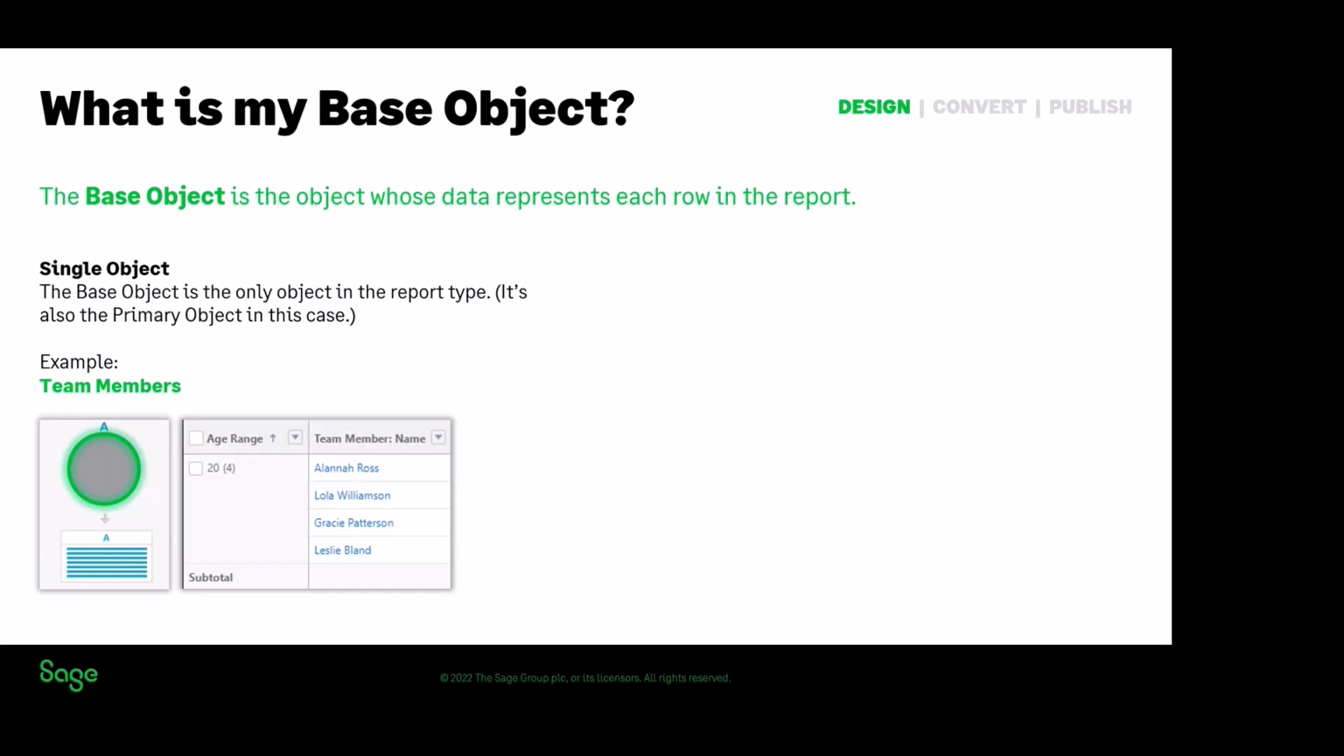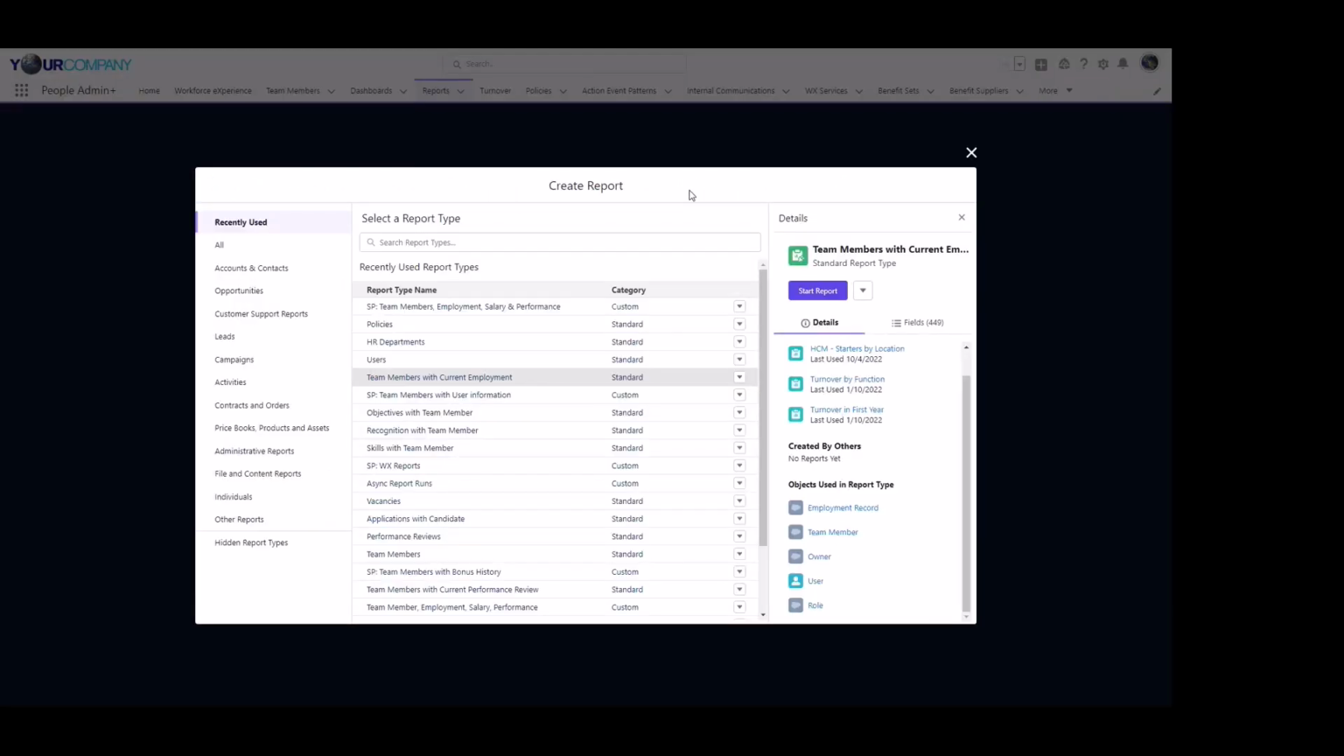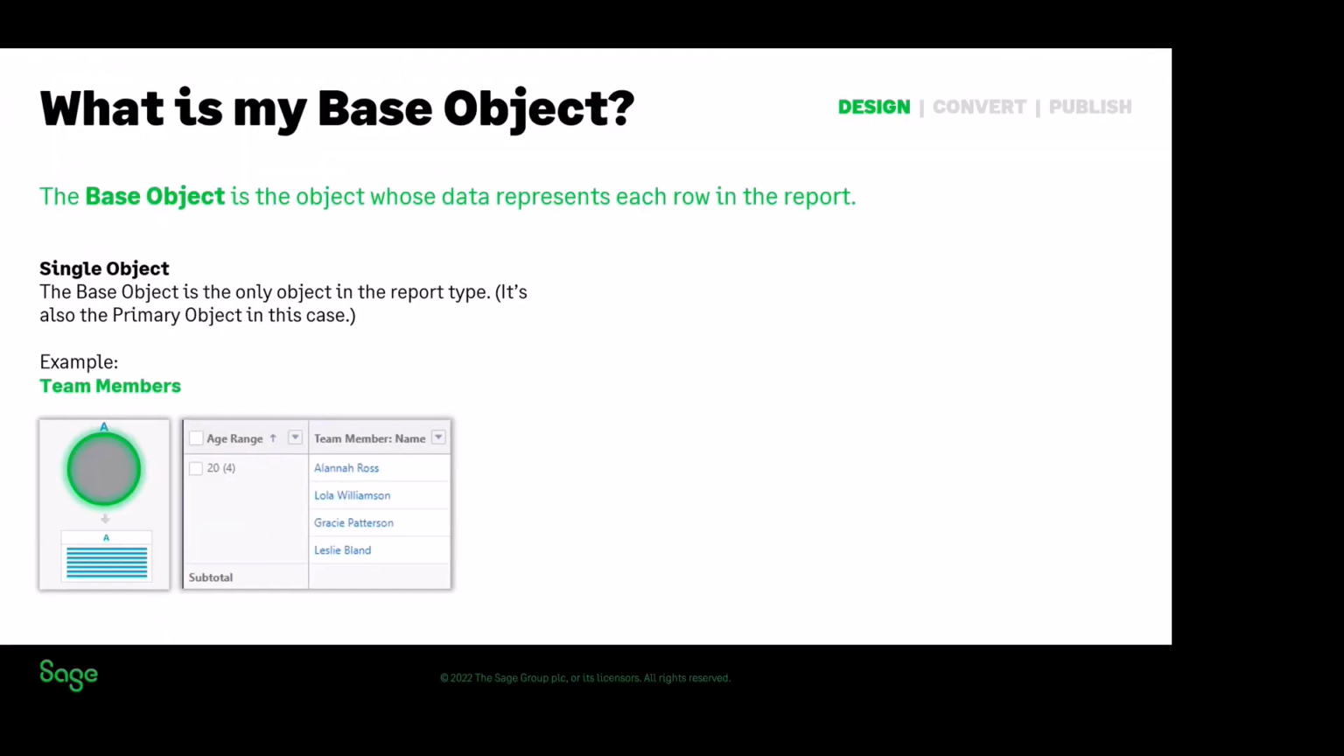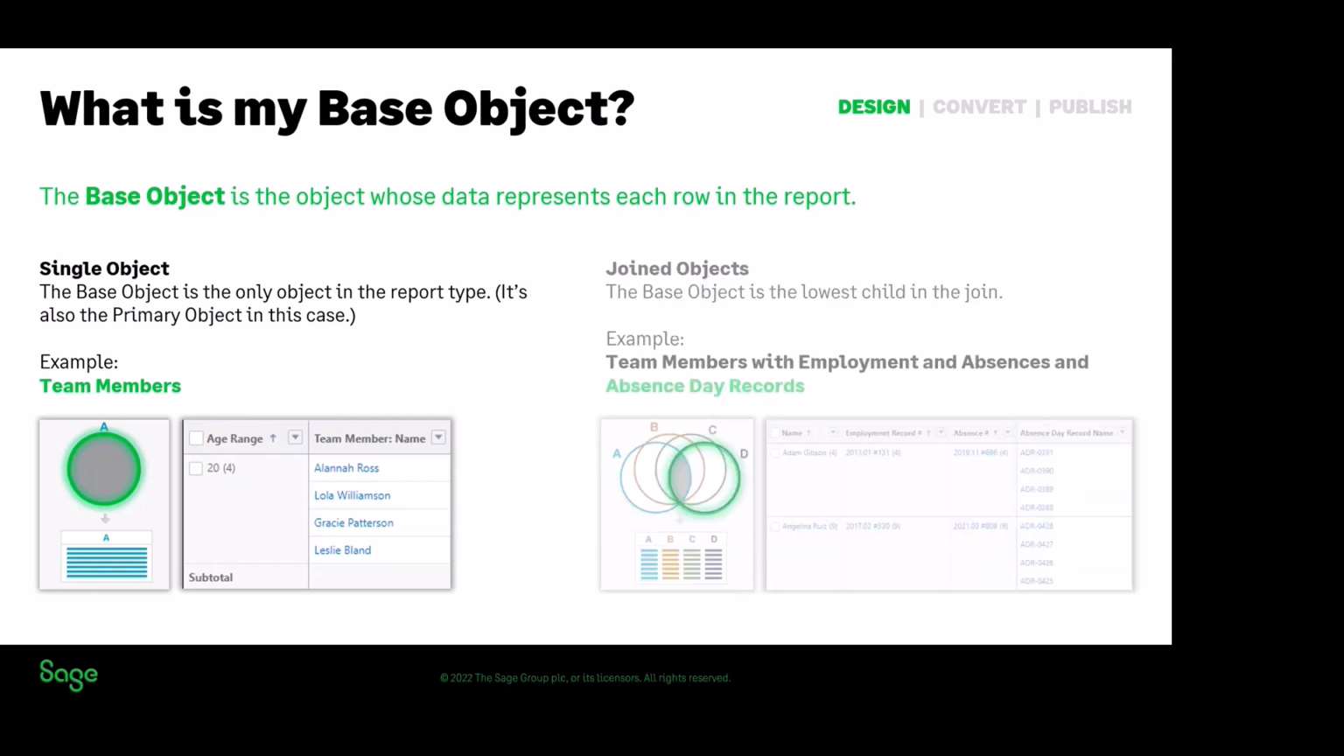So if I take a look at the report type that I was just working on, if I were to just save it right here, that is my base object also. It's the lowest level of my join that you see here in the report type. So if I were to build a report based on that, then every single row would represent a different team member. That's my base object. But it gets more complicated when you start to join objects together.